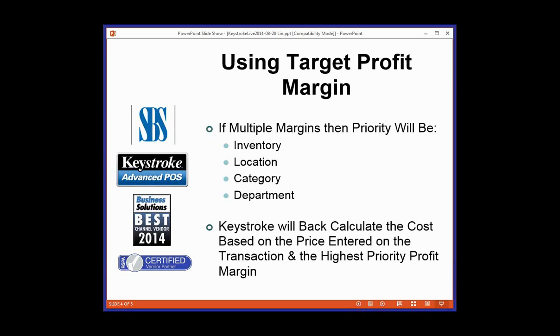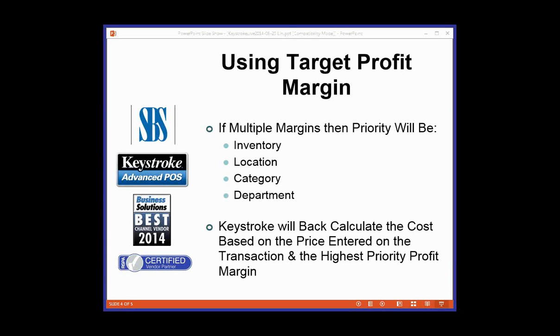I'm going to show you how that works. What Keystroke does is it back calculates the cost based on the price that the clerk enters on the transaction and the highest priority profit margin. So again, if there's a profit margin on inventory, it's going to show that one. If there's one on location, it's going to use that one exclusively. If there's not one there, it's going to use the category field, and so on.